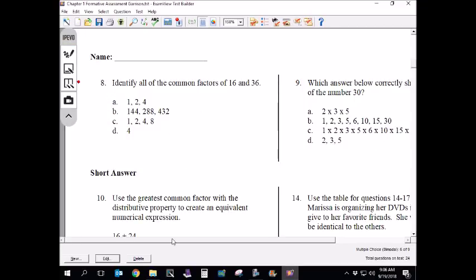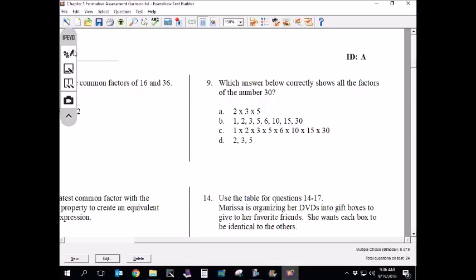Okay, number 9 is actually over here to the right. Okay, so make sure you jump to the right over here. Okay, this is going to be learning target number 6 again. You had to just pick which one shows all the factors. So what's the matter with letter A? Why is letter A incorrect here? Erica? That's a prime factorization. That doesn't show all the factors.